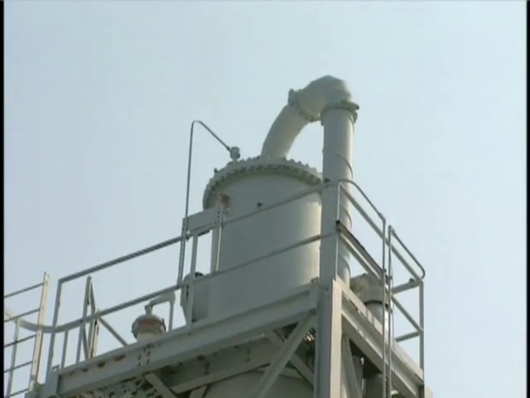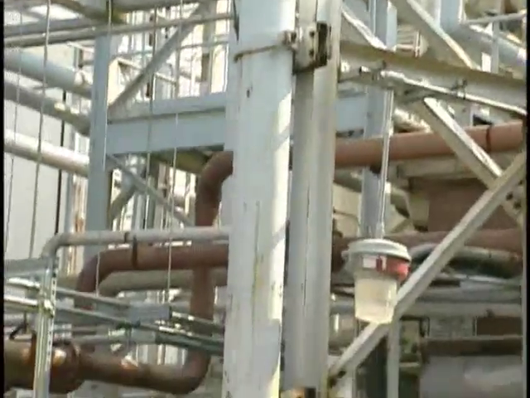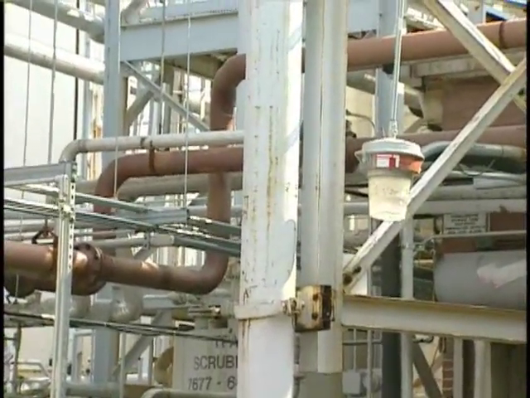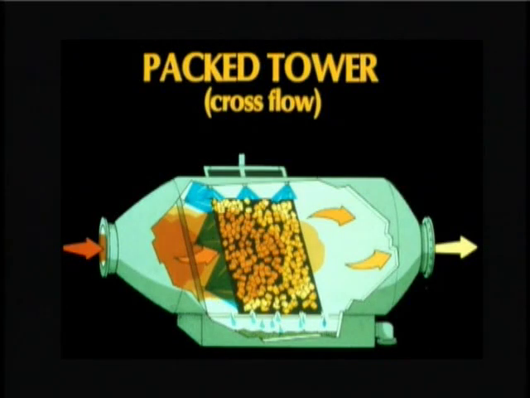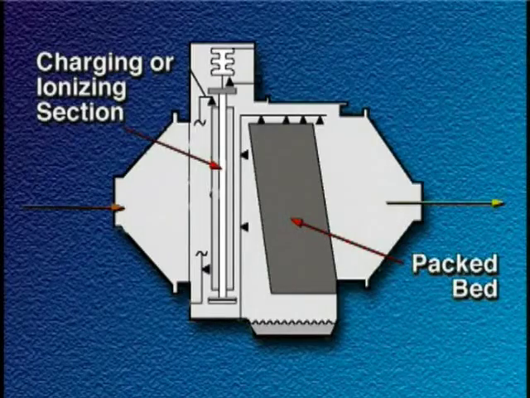Because of limitations in the amount of liquid that will move downward against the upward gas flow, this orientation is susceptible to plugging when the concentration of solid particles is high. In the cross-flow scrubber, the gas stream flows horizontally through the packed bed, while the liquid flows down through the packing material. Because greater amounts of liquid can be used in this arrangement, the collector can handle high concentrations of solid particles without plugging. In some designs, the particles are charged before entering the packed bed in order to increase collection efficiency. These devices are referred to as ionizing wet scrubbers.